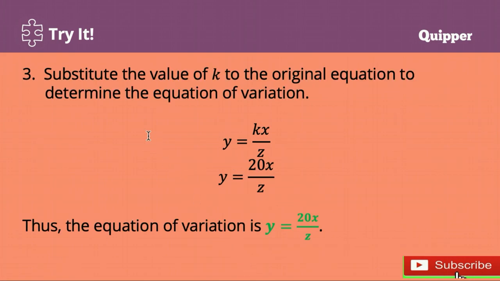Then substitute the value of k to the original equation to determine the equation of the variation. We have y is equal to 20x over z. And that is the equation of the variation, or the working equation.